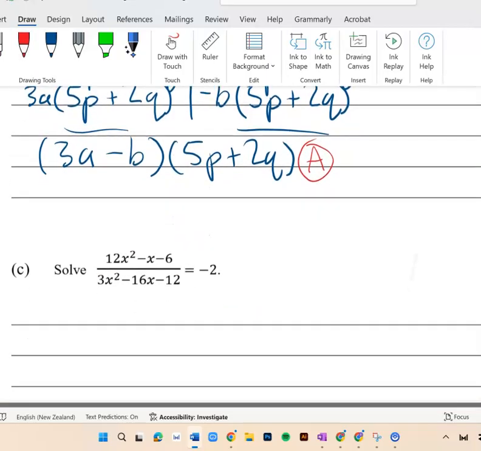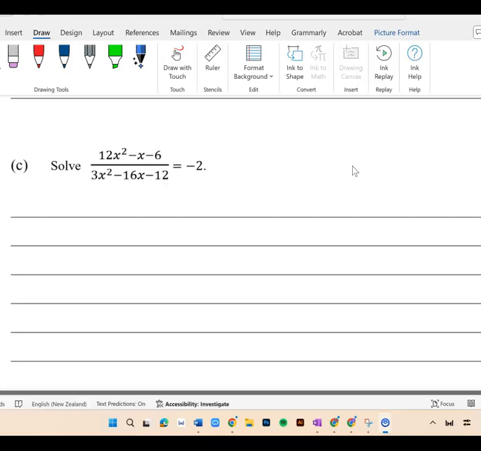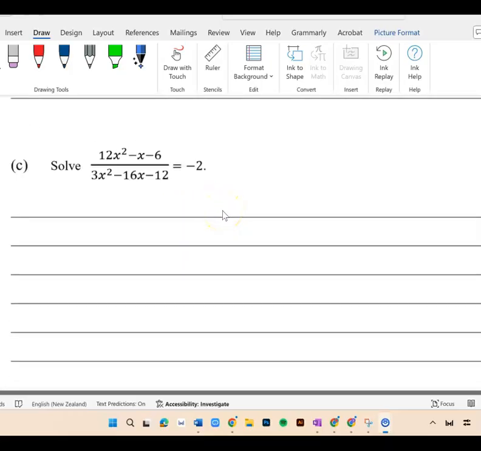Alright, next question. Question C. Solve 12x squared minus x minus 6 over 3x squared minus 16x minus 12 equals negative 2. Alright, so what we're going to do is we're going to factorize the top and bottom first before we do anything. And then from there we'll see if we can cancel out terms and brackets. And then we should be good from there.